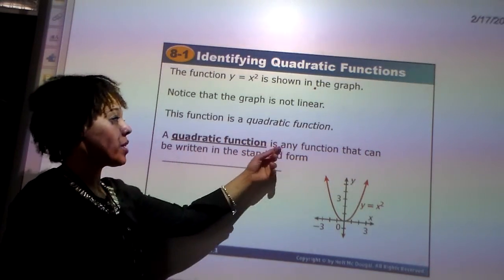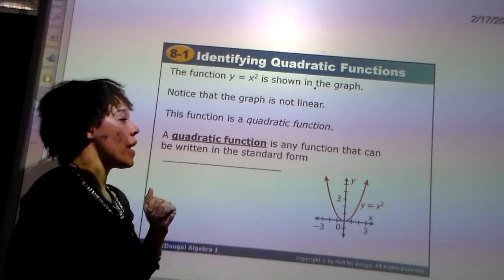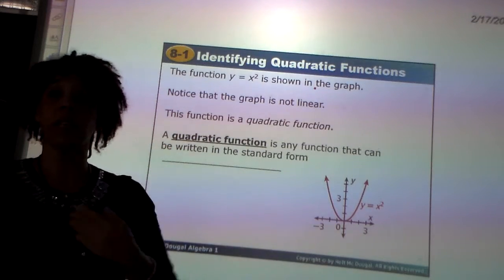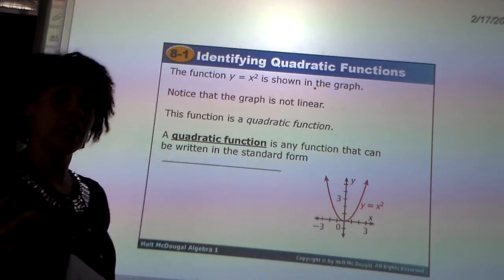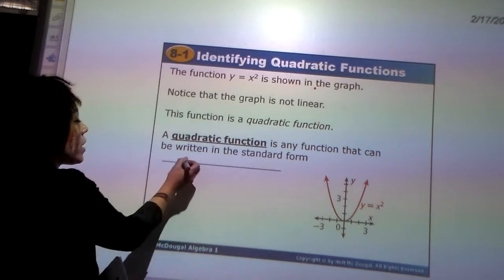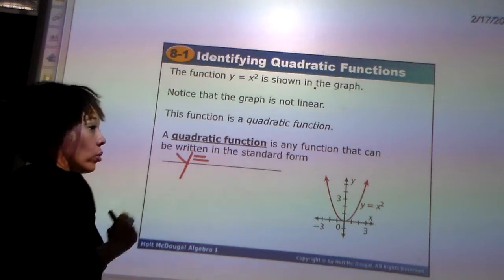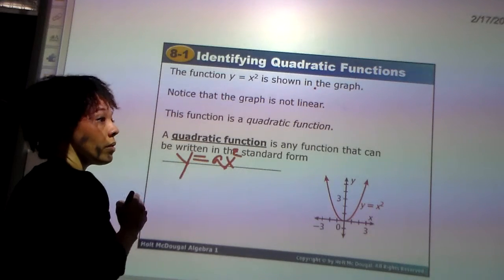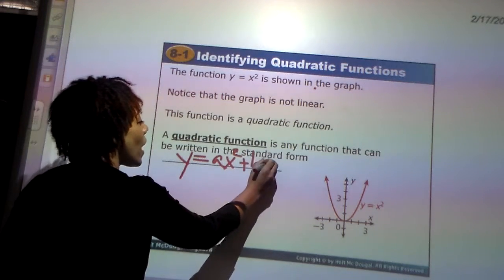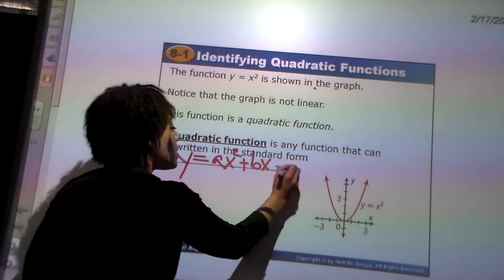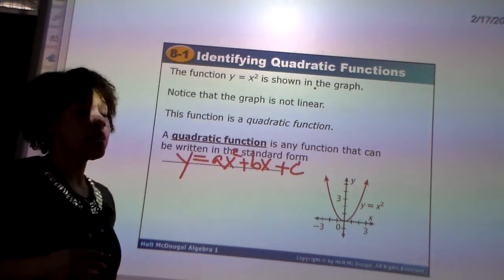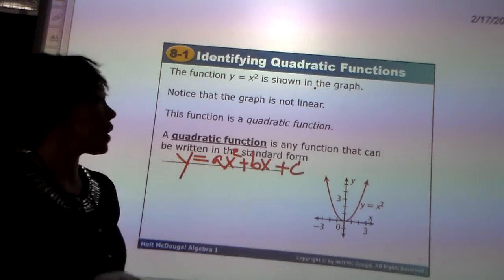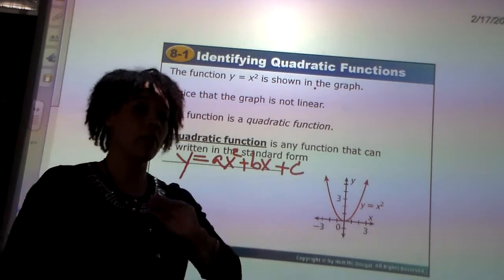A quadratic function is any function at all that can be written in the following standard form. So here's your standard form for a quadratic function. You can fill in the line. y equals ax squared plus bx plus c. Now that's a little bit different from the linear function standard form that we have learned about previously.